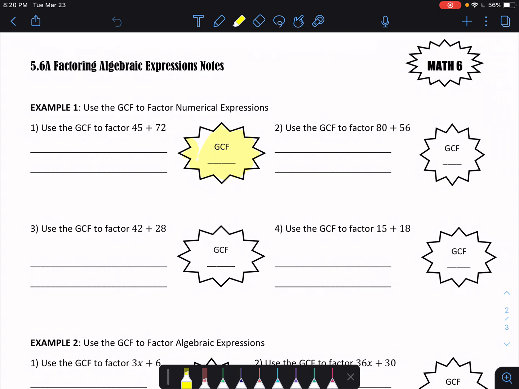When we are doing each of these questions, the first thing that we're going to do is identify the greatest common factor. We're going to put it in that little bubble. And then we're going to use that greatest common factor to help us factor the expression.